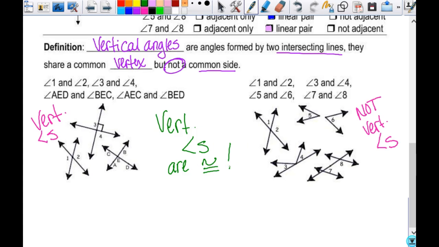They come up a lot. We use them a lot. It's easy. They're congruent. Okay, it's the inside parts of the x. All right. Any questions? All right.